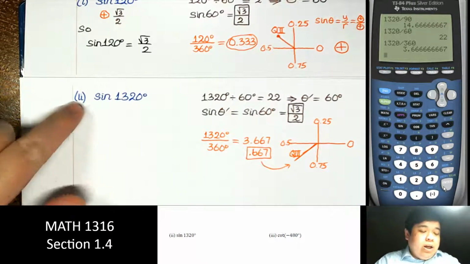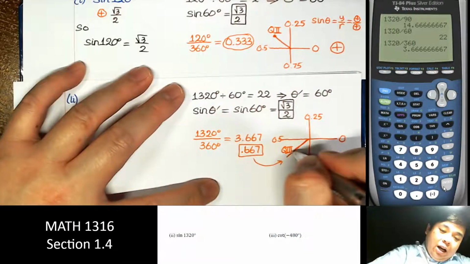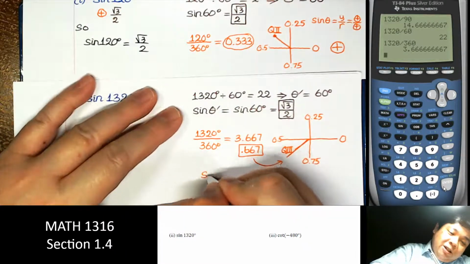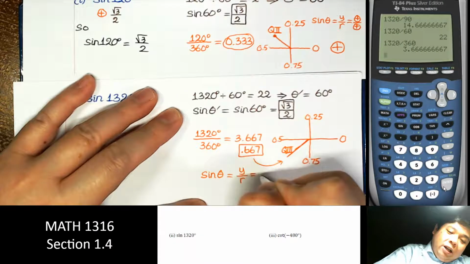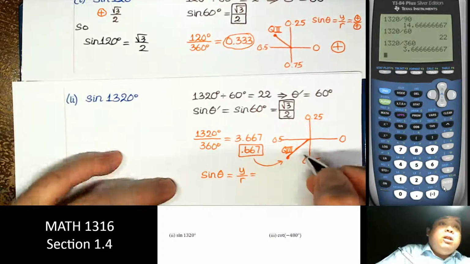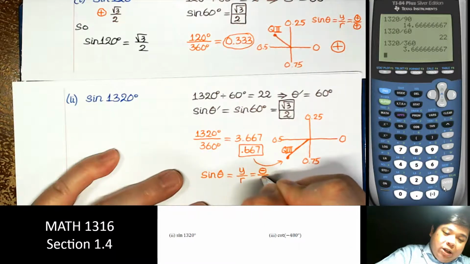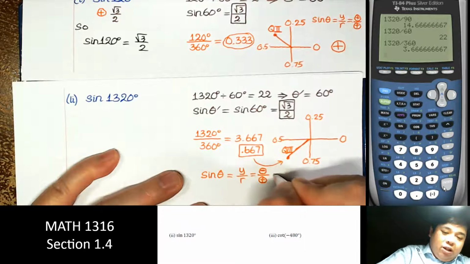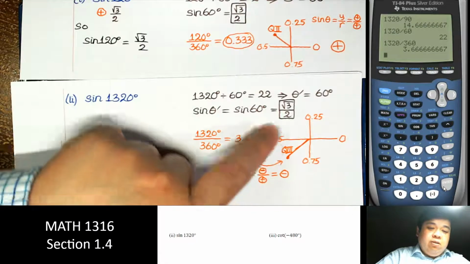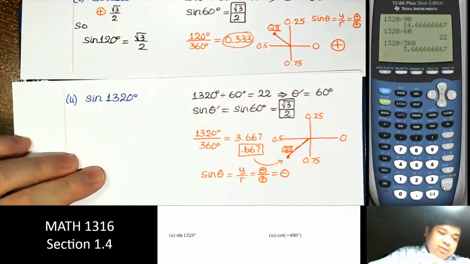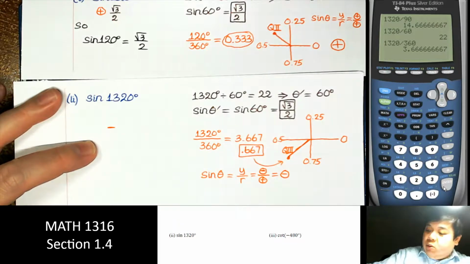So in quadrant 3, is sine positive or negative? Sine is once again y over r. The point here, the y value is negative. R is positive as always. Negative divided by positive is negative. So we have the answer: negative square root of 3 over 2, that's what I mean.